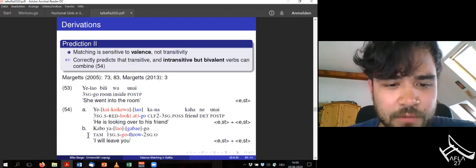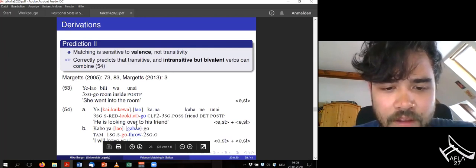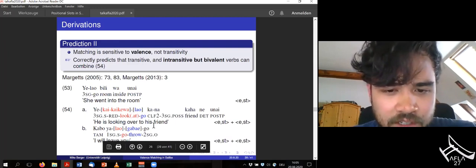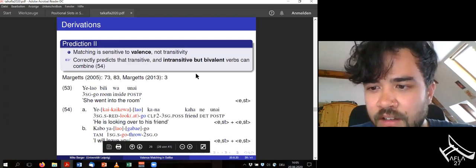And conversely, in 54B, when you have lao as a V1, so when lao is not the head, but rather the transitive verb gabai, it's the final verb here which forces the object to be realized structurally. And again, I'm assuming these are both EST and EST. That's why I call it valence matching and not transitivity matching.